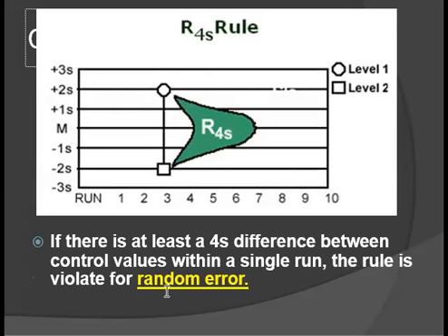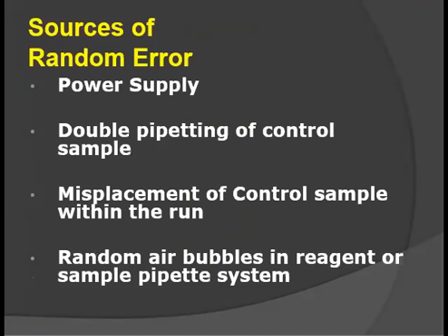And again, that is a random error. Okay? So what are the possible sources of random error? Power supply. Okay? Double pipetting. Usually this occurs when there is a glitch or lag in the machine. And then, misplacement of control sample within the run. So, the Medtech made a mistake about where the control material should be placed when run in the machine. And then, random air bubbles, because air bubbles can affect the volume that will be sipped by the machine. Okay? So, those are sources of random error.